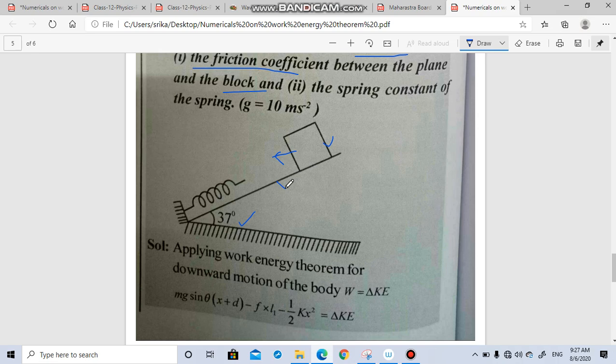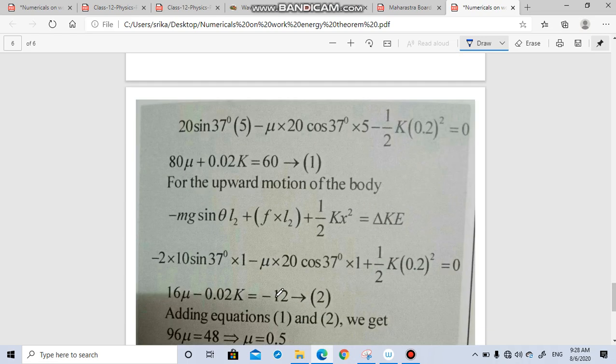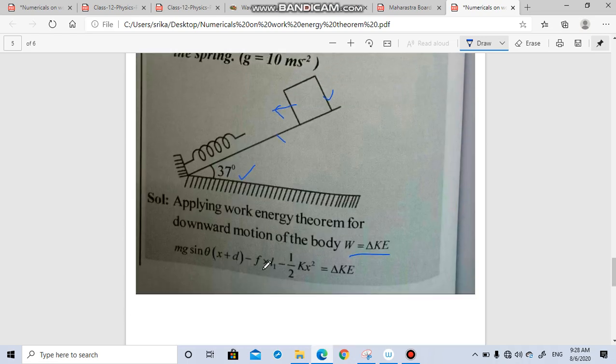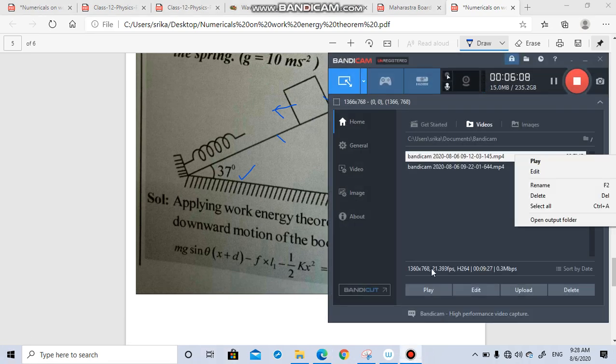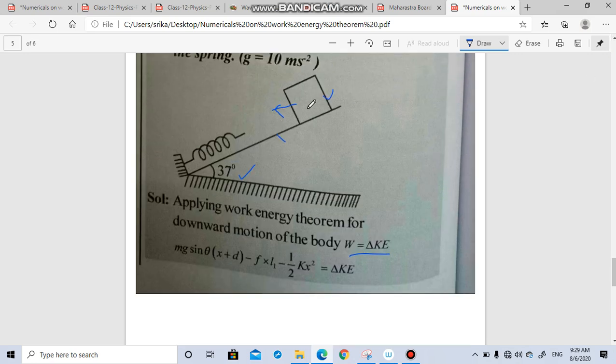So applying the concept of the work energy theorem, we can write work is equal to change in kinetic energy. First step. Now here we have to make some calculations. Okay, let me explain to you. It is a little lengthy sum. Here, if you draw the free body diagram of this block, the weight will be acting in this direction, mg cos theta in this direction, and mg sin theta in this direction.